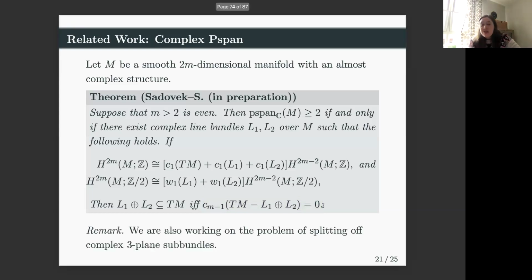We also have some results for splitting off 3 plane bundles, or direct sums of 3 line bundles, but it's a bit complicated, and I don't want to subject you to lots of boring technical statements. But we're writing this up, and I think it's going to be really nice. So I just wanted to advertise it.